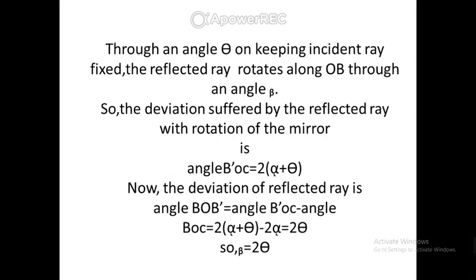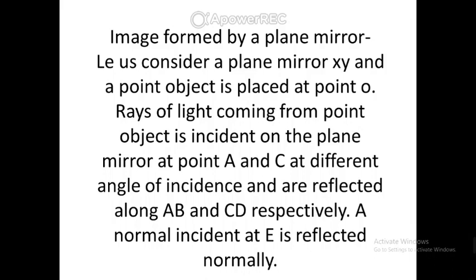So here 2 into alpha plus theta minus twice alpha equal to twice theta. Therefore beta equal to twice theta. This shows that the reflected ray should rotate through an angle twice theta.